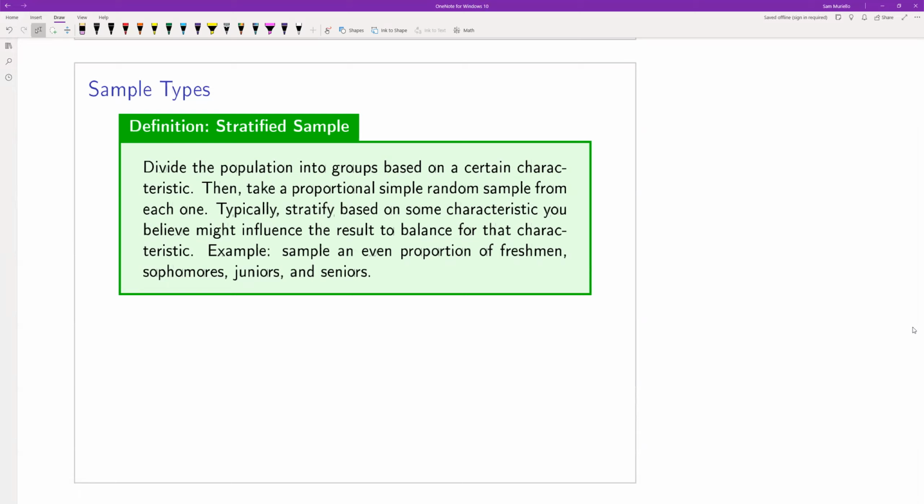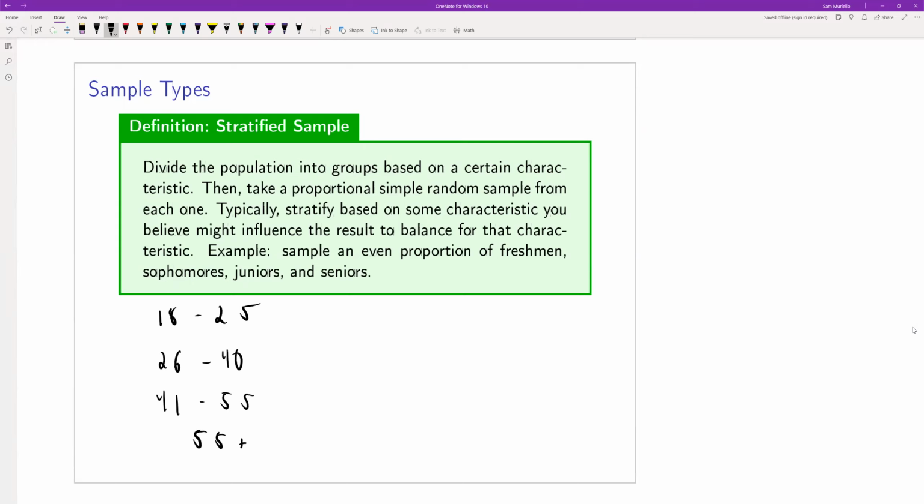Let's roll with that age thing. Suppose that we wanted to sample 1,000 people, and we're trying to deal with different age groups. So maybe we have an 18 to 25 age group and a 26 to 40 age group, 41 to 55 age group and a 55 plus age group.